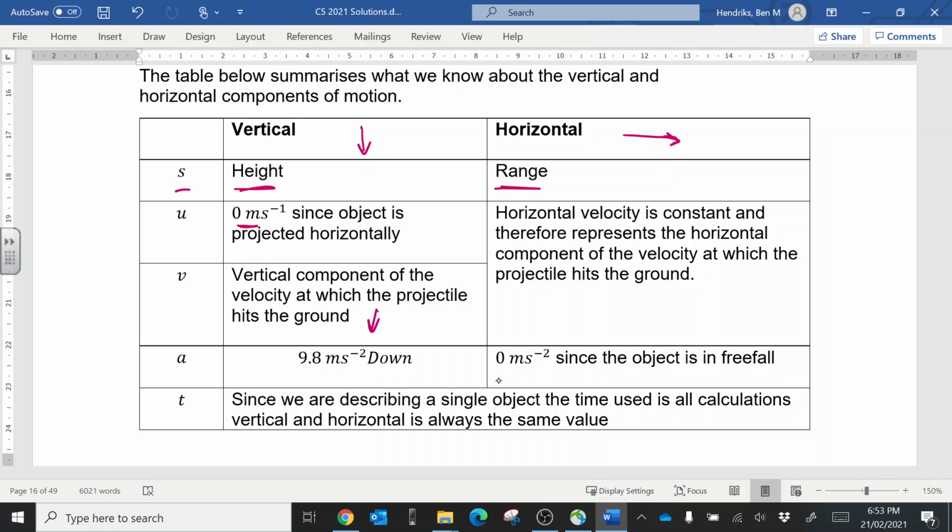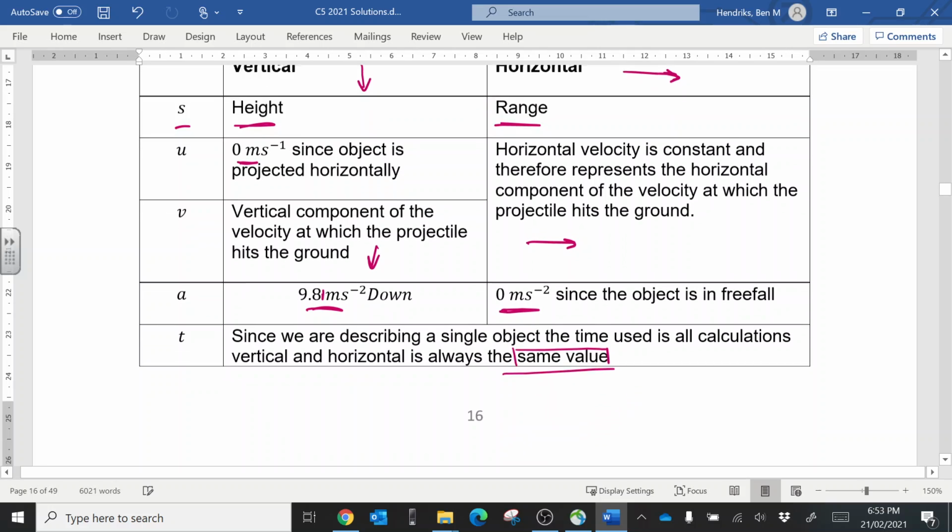Horizontal velocity is constant and always is going this way. Acceleration is 9.8 meters per second squared down, and 0 for horizontal. So this is down, and that is the horizontal. And the important point is that t is going to be the same. It's always the same value. So that's a very important point.